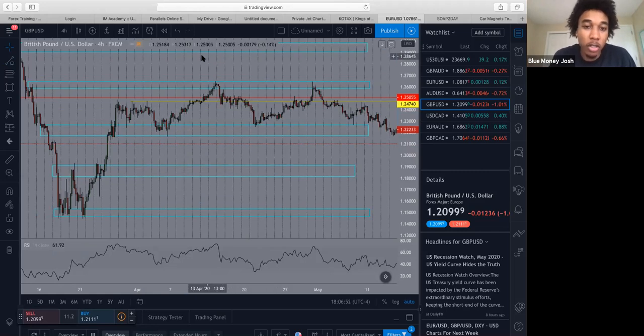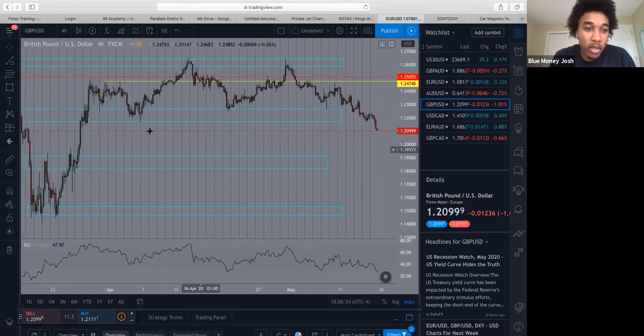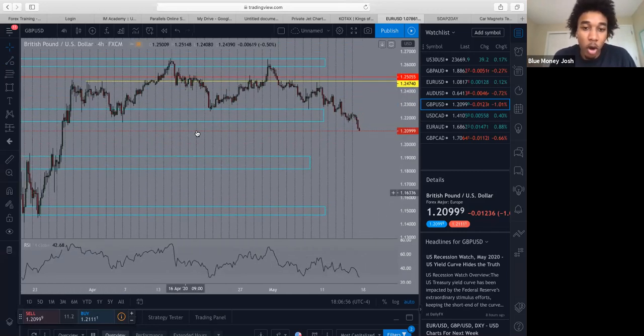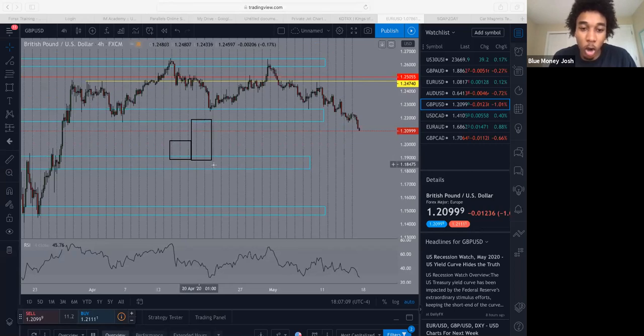Engulfing candles, I got you. I'm glad you asked that. An engulfing candle is gonna look like this. So this is called a bullish engulfing candle. If it's a bullish one, that means this previous candle has to be red. There's no such thing as a bullish engulfing a bullish. This one has to be red.